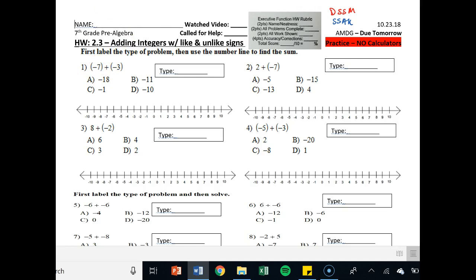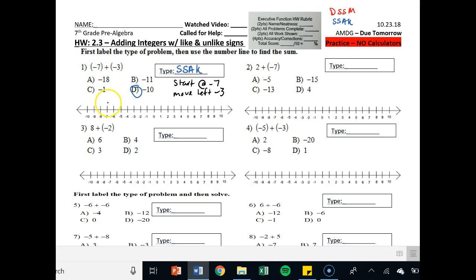For instance, problem number 1: -7 plus -3. Those are the same signs. So I'm going to say SSAK. Same signs, I'm going to add them and keep the sign. My answer is -10. I'm also going to start at -7 and move left 3. Do I need to write all that down? Sure do. In fact, if you're watching the video right now, you can check off that you watched the video.